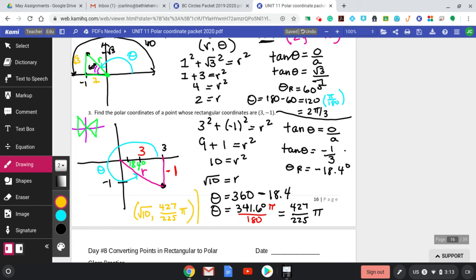Okay, so again, always use the bow tie to figure out where your right triangle is. Find the reference angle by using tangent. And then either use 360 or 180, depending on what quadrant you're in, to find the actual angle.